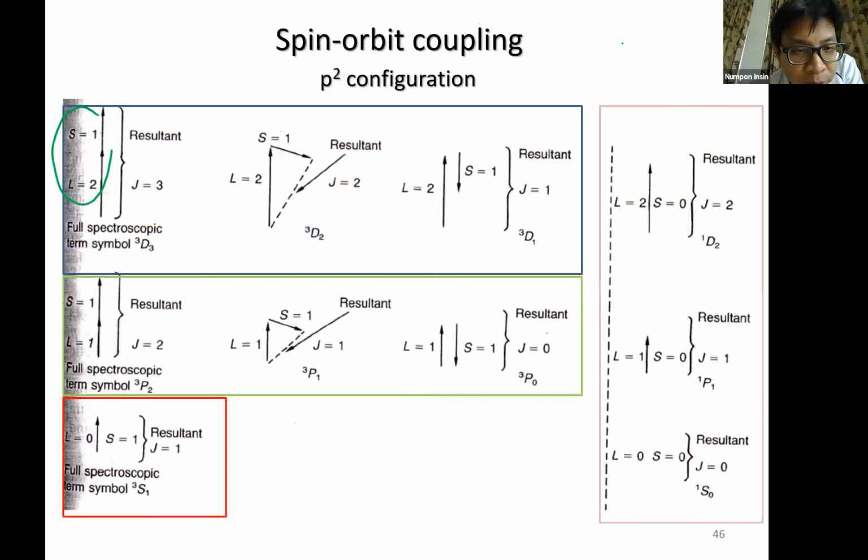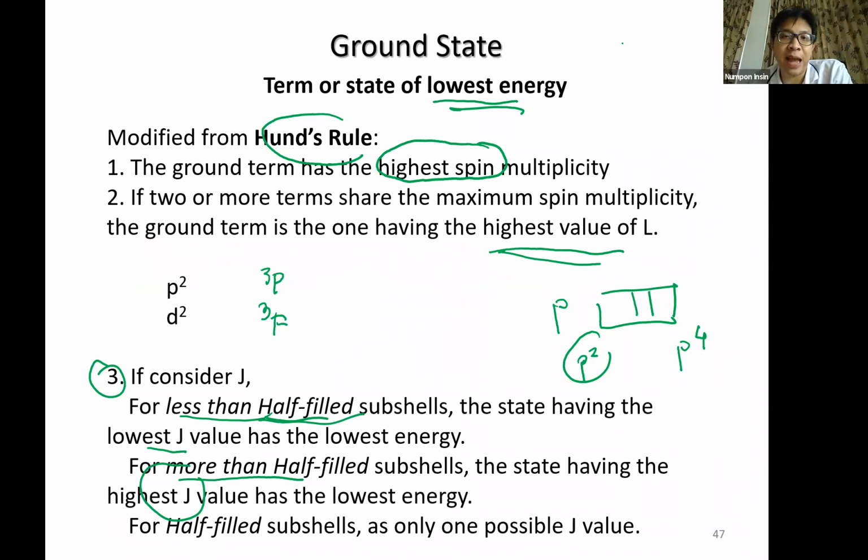So that's all the Hund's rule to find the ground state. There are 3 rules. First consider the spin multiplicity. If you found only one answer, you can answer it right away. But if you have the same value, like triplet P and triplet F, you have to consider the second one: which one has more L value, and pick the one that has more L value.